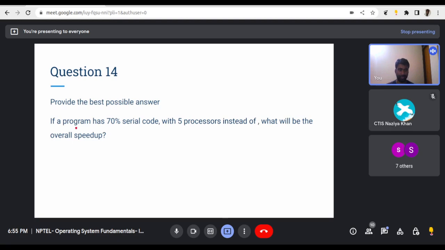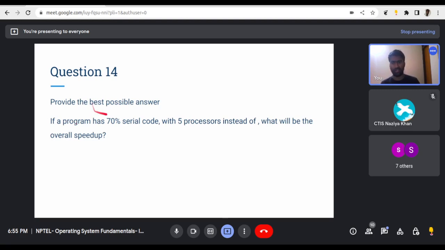So before there was just 1 processor, now we have 5 processors that can cause a maximum of 5x speed up. So what will be the overall speed up then?